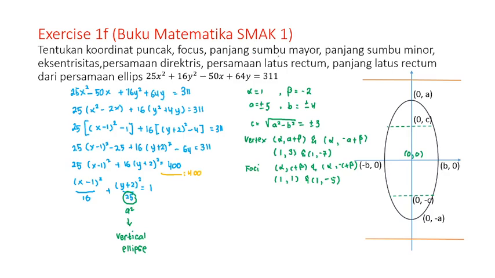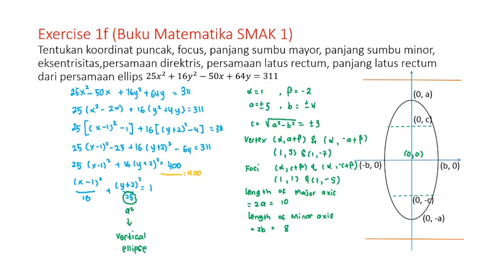The length of the major axis will be 2a. Length of the major axis equals 2a, so the length will be 10. For the minor axis, it will be 2b, so 2b equals 8.